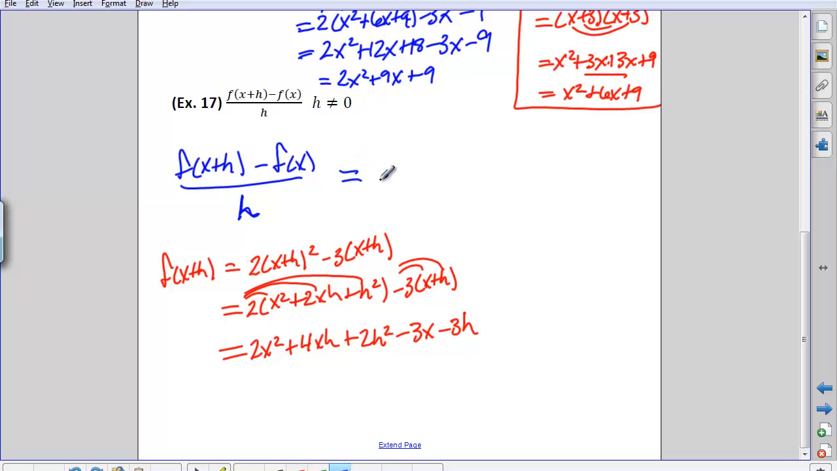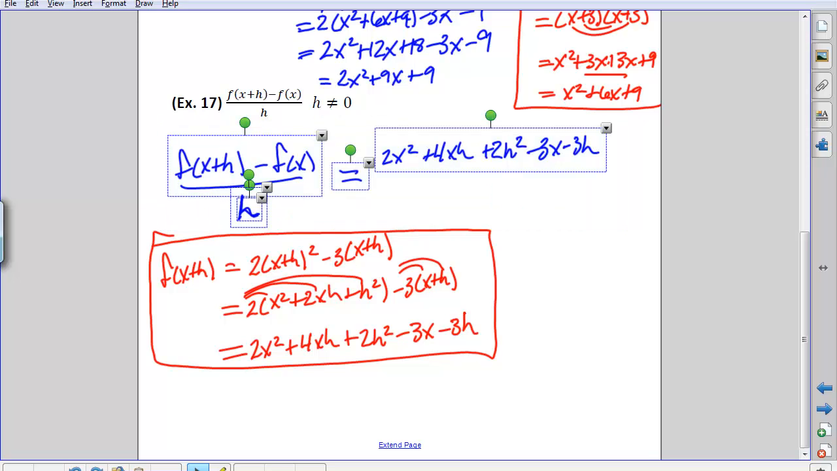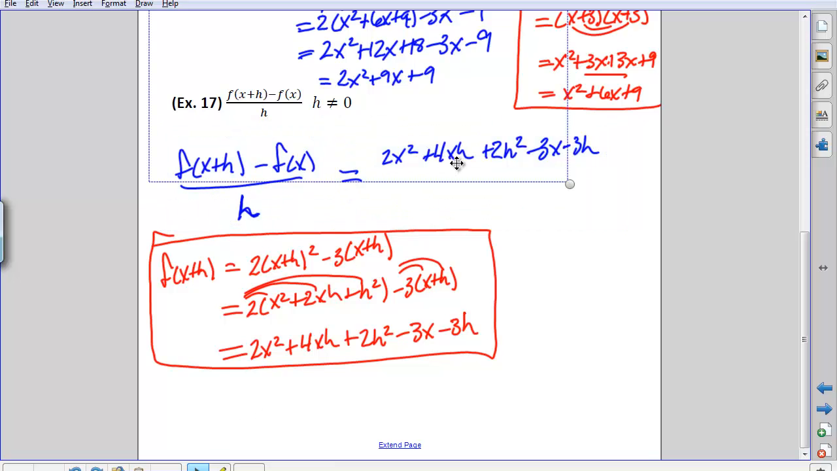I'm just going to drop that in up here. 2x squared plus 4xh plus 2h squared minus 3x minus 3h. And then wasn't my function, and I'm going to, sure enough, run out of room here. Let's see if I can maybe scoot this.